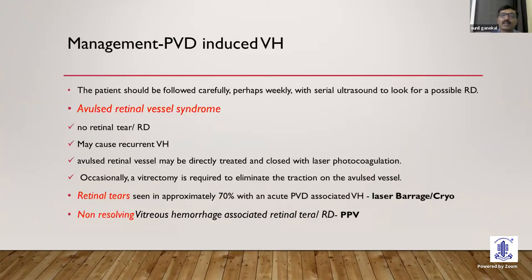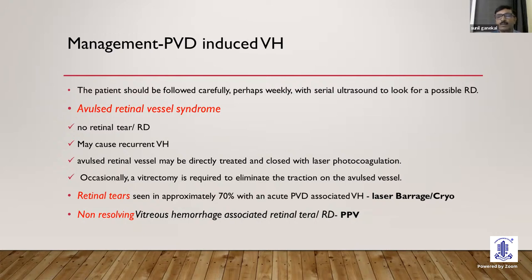One key thing here is that the patient should be followed up carefully. The other eye needs to be examined. Perhaps weekly, you need to repeat an ultrasound to see the retinal status. Is there any retinal detachment or anything? The commonest mechanism, as I explained before, could be an avulsed retinal vessel, which could be an avulsion without any associated tear or RD.